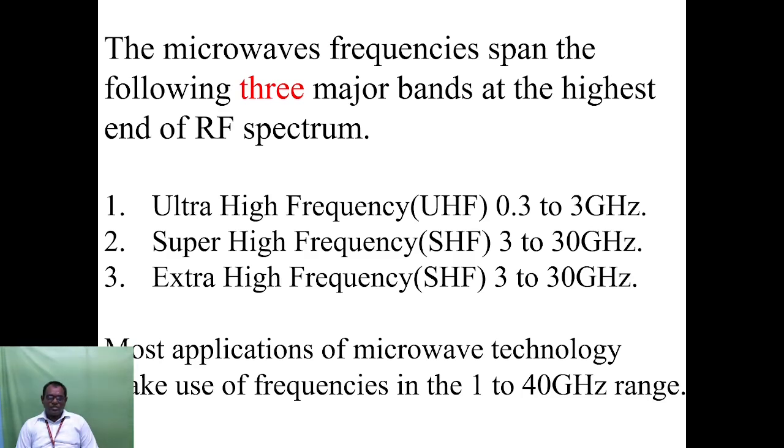The microwave frequencies span the following three major bands at the highest end of the RF spectrum. First, ultra high frequency, called UHF, the range is 0.3 to 3 gigahertz. Second is the super high frequency, SHF, the range is 3 to 30 gigahertz. And the extra high frequency, called EHF, the range is 30 to 300 gigahertz. Most applications of microwave technologies make use of frequencies in the 1 to 40 gigahertz range.